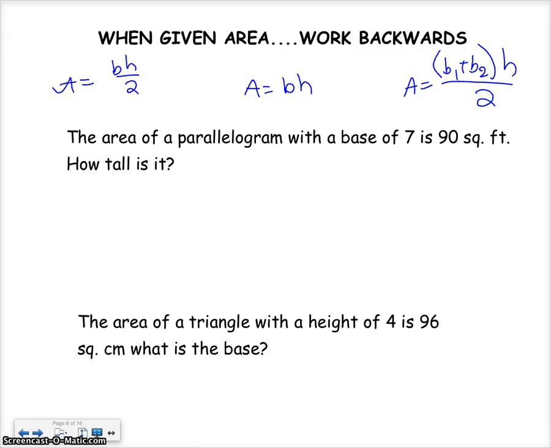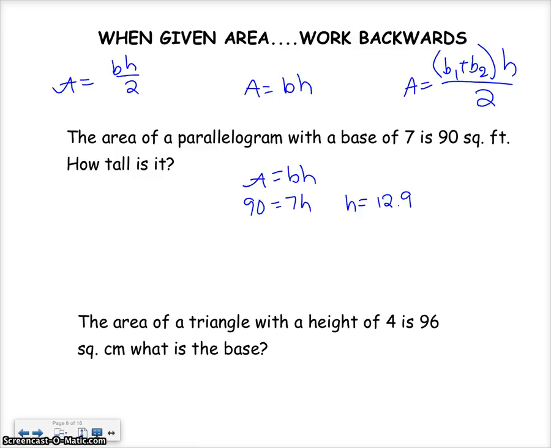So the area of a parallelogram that has a base of 7 is 90 square feet. How tall is it? So here's what I know. Area equals base times height. So 90 equals 7 times the height, because 7 is the base, divided by 7. And what is it? My calculator is on here. 90 divided by 7 is approximately 12.9. H is equal to 12.9.